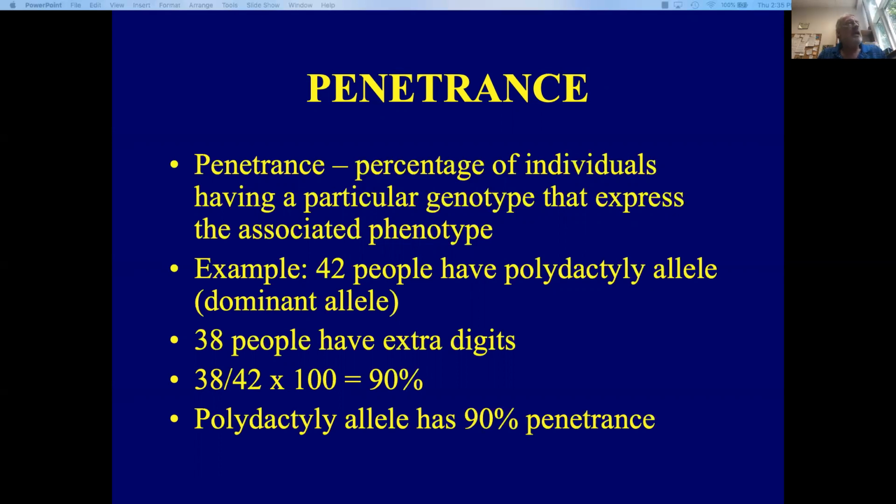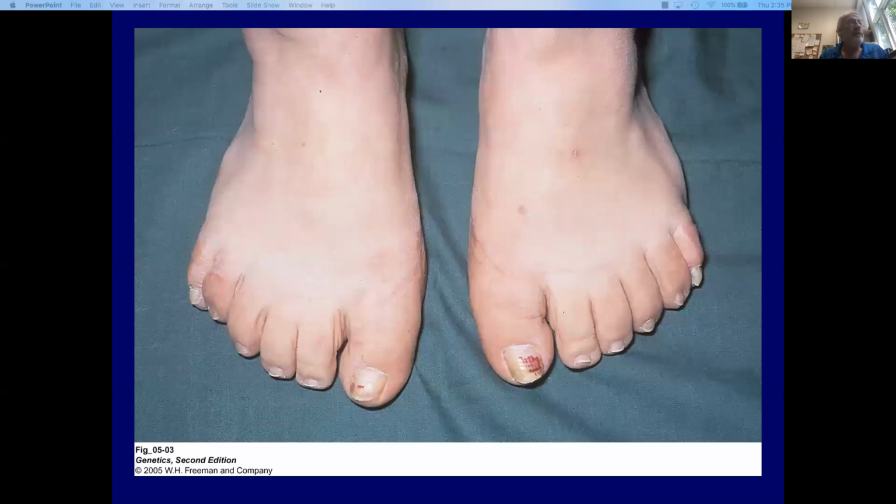So 90% of the time, if you have that allele, you will have the extra digits. 10% of the time, you will not. And here is somebody with 6 toes on each foot, 12 toes.